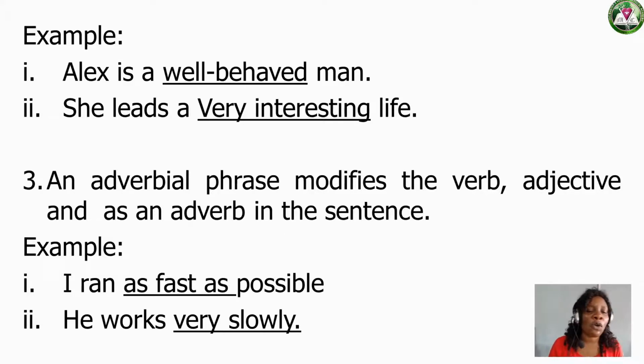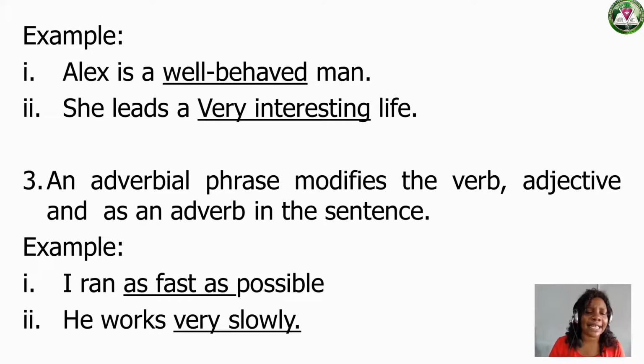Now let us quickly move over to number 3, which is adverbial phrase. Now, an adverbial phrase tends to modify the verb, adjective, and then acts as an adverb in the sentence. It has the same function as the adverb. You know, the adverb modifies the verb, the adjective, as well as another adverb in a sentence. So that is the same function that an adverbial phrase performs. An adverbial phrase modifies the verb, it modifies adjective, and modifies another adverb in a sentence.